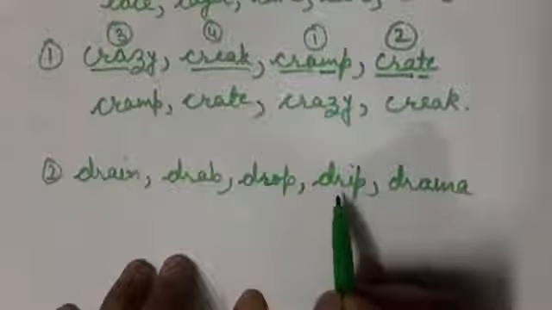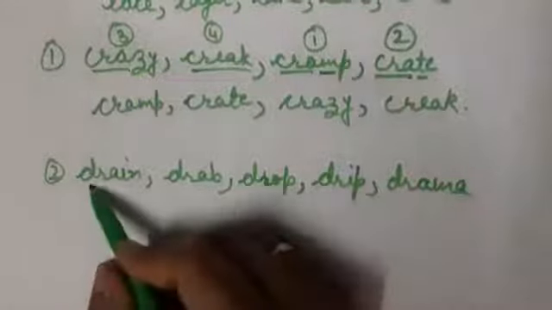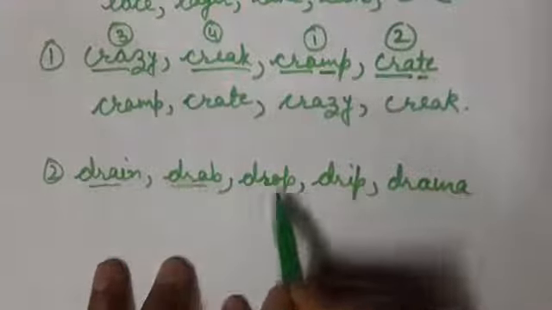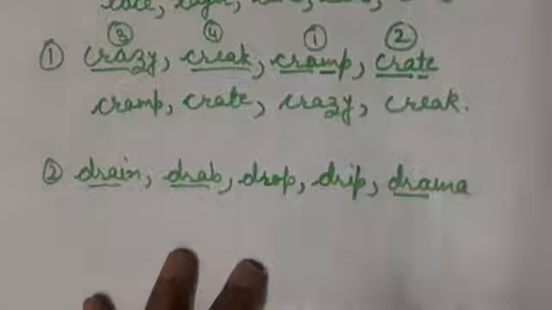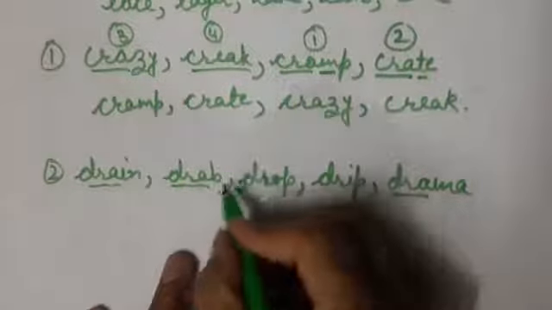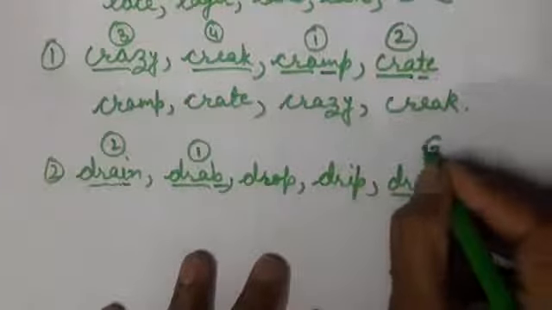So here is the second one: drain, drab, drop, drip, drama. Here we can see that DRA is the same in three words. So in these three we have to check the fourth letter, which will come first. We can see B will come first, so we will put 1 over here. After B, I will come, then we will put second over here. Then M will come, we will put third over here.